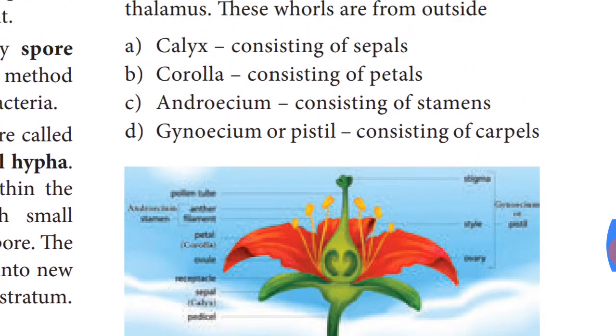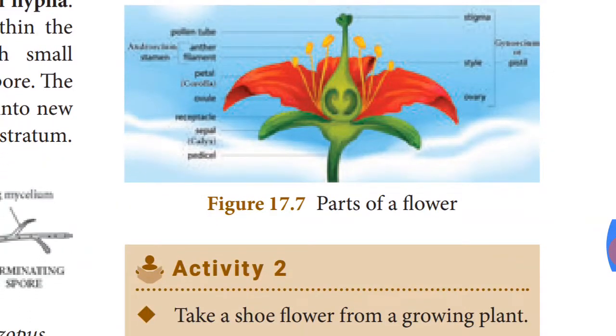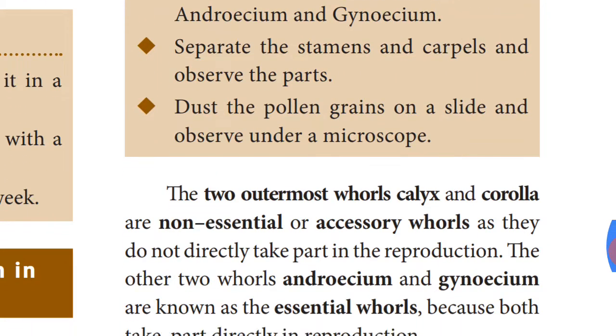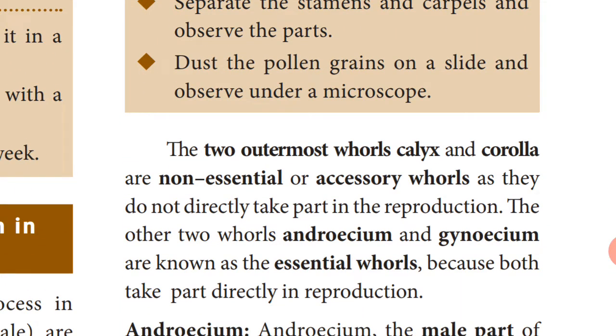The first two parts, the calyx and corolla, are called non-essential or accessory whorls, as they do not directly take part in the reproduction. They only indirectly help the reproduction but are not directly involved. That's why calyx and corolla are called non-essential or accessory whorls.